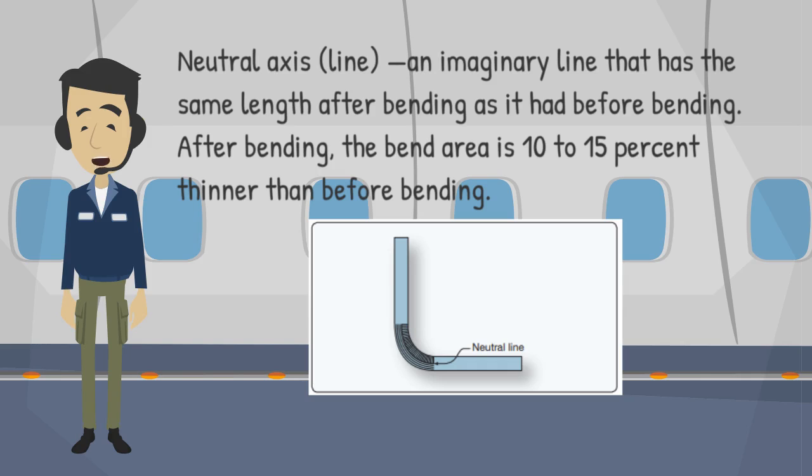Neutral axis, or line: an imaginary line that has the same length after bending as it had before bending. After bending, the bend area is 10 to 15% thinner than before bending.